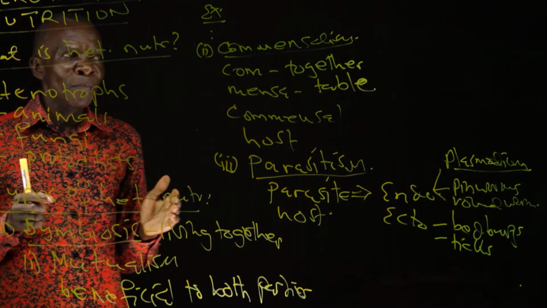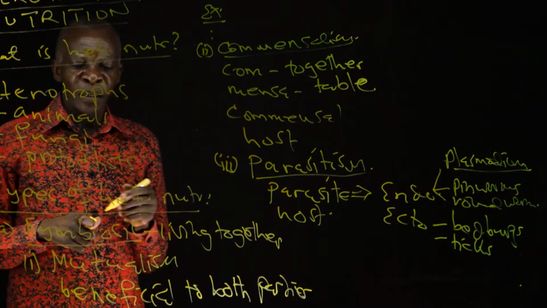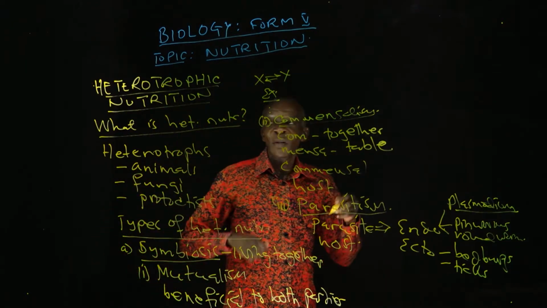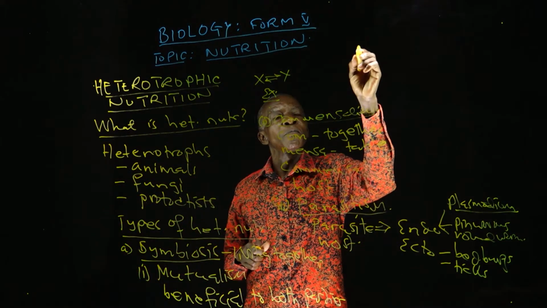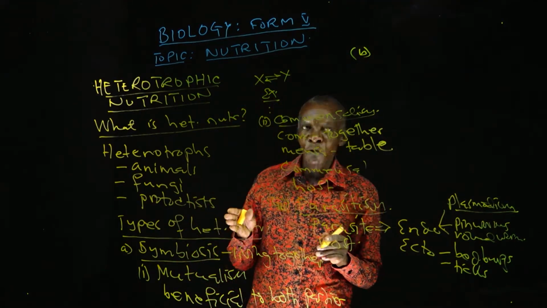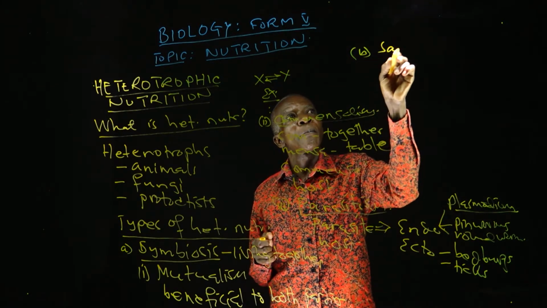Now, apart from symbiotic sort of heterotrophic nutrition, the second form of heterotrophic nutrition, we have saprophytic nutrition.